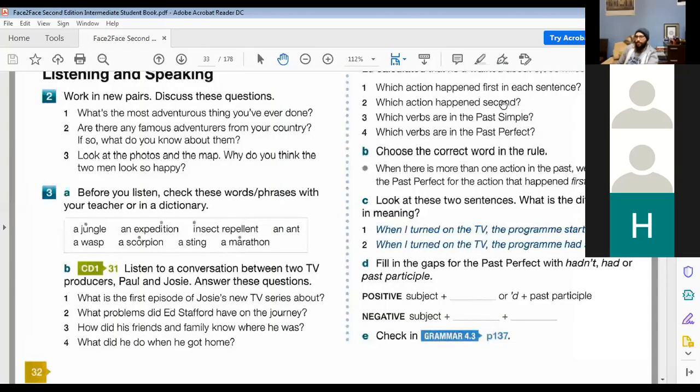I've been making a TV series called Modern Adventurers. That sounds interesting. Yes, it's fascinating. The first episode is about a man called Ed Stafford, who became the first person to walk the length of the River Amazon in 2010. Wow, that sounds like hard work. How long did it take him? About 2.5 years. You're joking. Why didn't he go by boat? Very funny. But that's the point of the series. Why do some people go on these crazy adventures? Just to be the first person to do something?